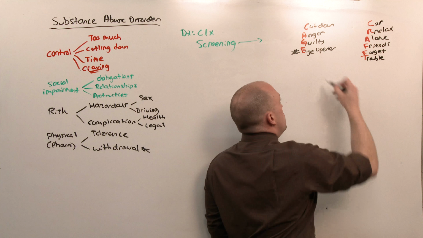But after you've made the diagnosis, you want to be able to determine the severity. And the severity is determined by the number of points on the checklist. 2 to 3 is mild, 4 to 5 is moderate, 6 or more is severe. What used to be called substance dependence is now severe, what used to be called substance abuse is now moderate.